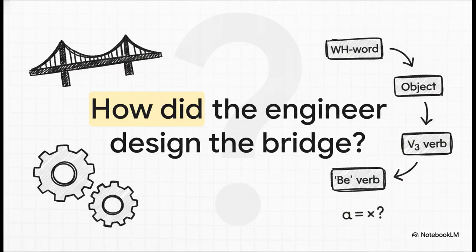How did the engineer design the bridge? Can you take the math we learned today, lock the WH word in place, slide the object over, drop in your be and v3 verbs, and transform this sentence into the passive voice right now in your head? Apply the formula, and I promise you already know the answer.